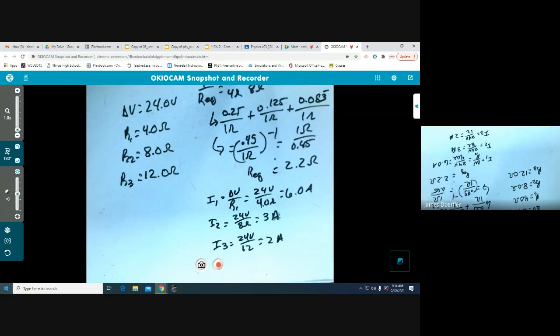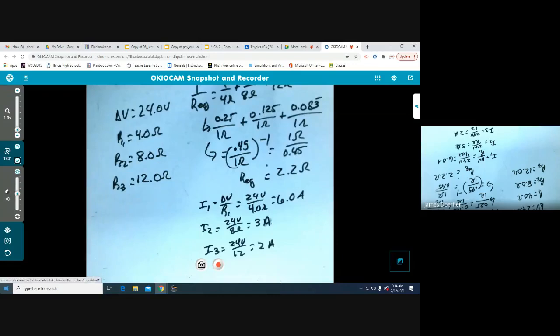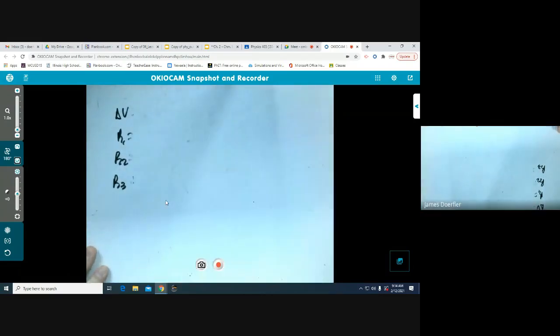I want to do one more. Okay, I want to do number 5. Number 5 says an 18 ohm, a 9 ohm, and a 6 ohm resistor are connected in parallel to an EMF source. A current of 4 amps is in the 9.00 ohm resistor. Calculate the equivalent resistance of the circuit. And next will be what is the potential difference across the source. So we'll come back to that.